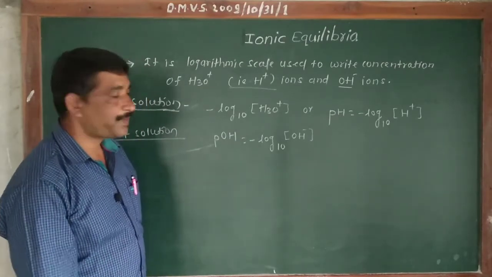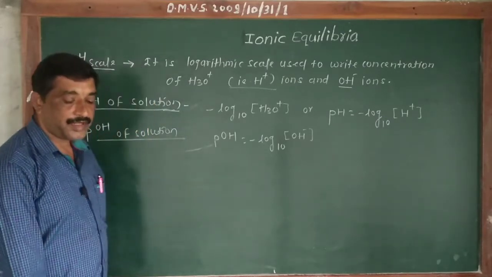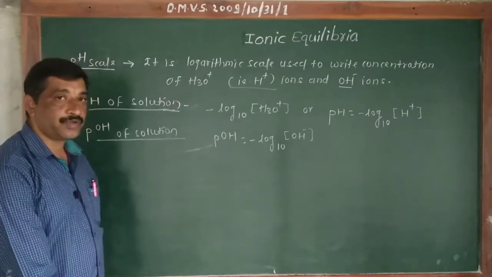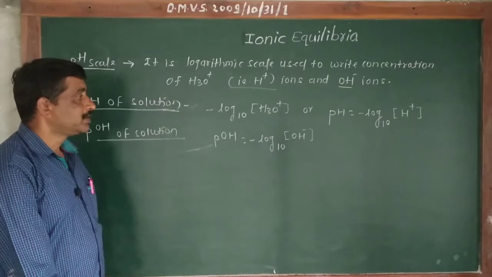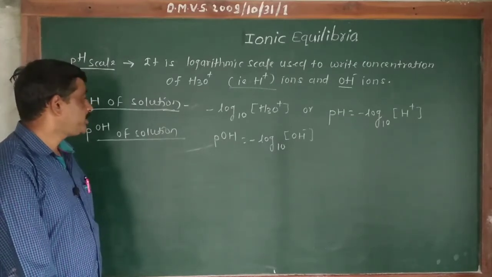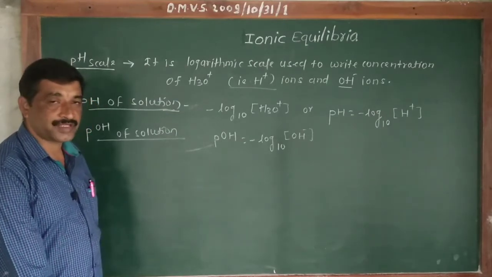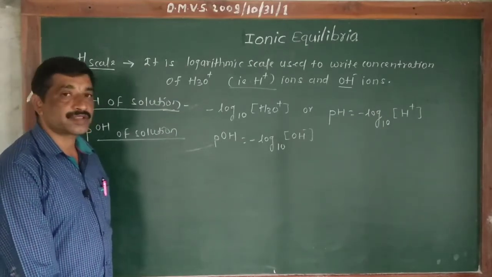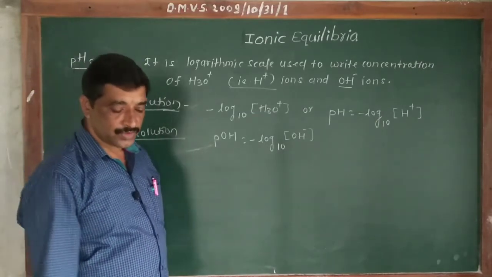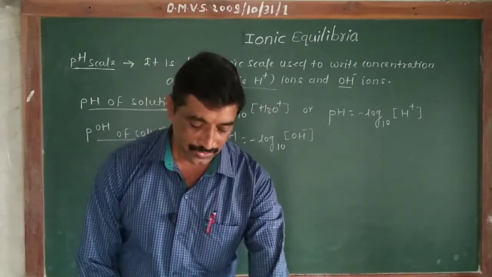So we can define the pH of a solution as the negative logarithm of the hydronium ion concentration in the solution, and the pOH of a solution is defined as the negative logarithm to base 10 of OH minus ions present in the solution. That is called the pH and pOH of the solution.